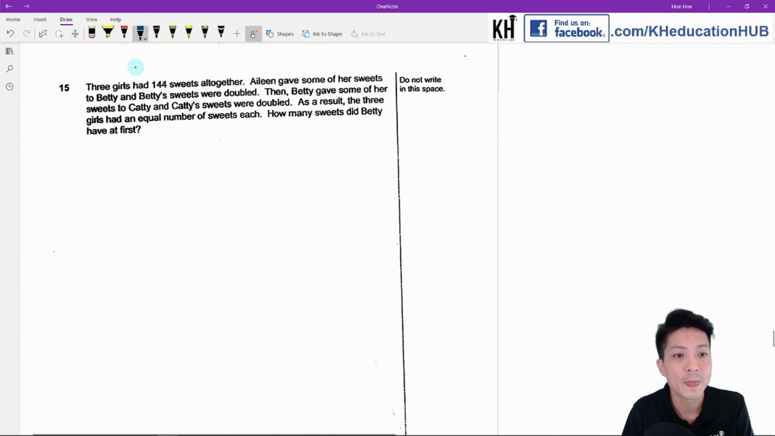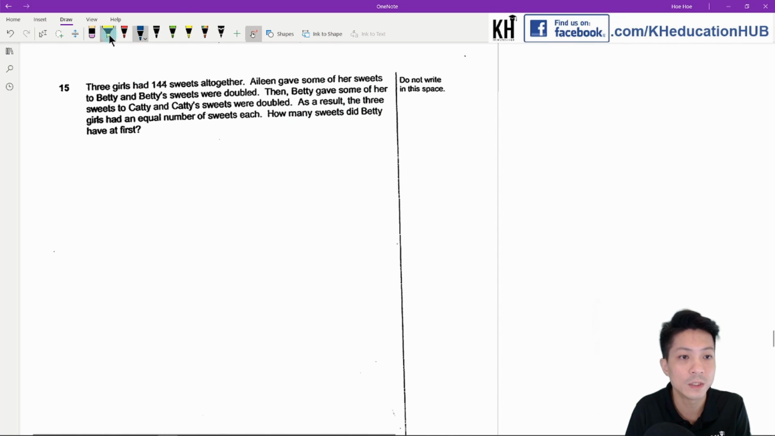Question 15. Three girls had 144 sweets altogether. Aileen gave some of her sweets to Betty, and Betty's sweets were doubled. Then Betty gave some of her sweets to Katie, and Katie's sweets were doubled. As a result, the three girls had an equal number of sweets each. How many sweets did Betty have at first?